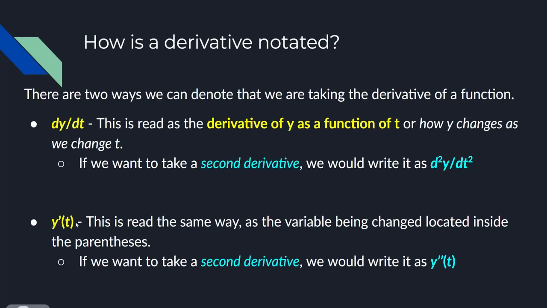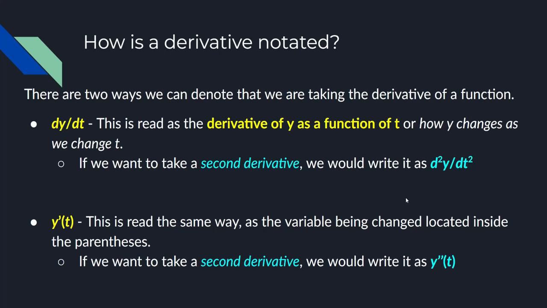This is another way you might see derivatives being represented, by these little prime marks. So y prime of t is read the same way. It's telling us that this is the derivative and this is our variable. So we're looking at how this term changes as we make adjustments to t. Now, if we want to write this as a second derivative, again, the derivative of a derivative, we would just put a second tally mark, and so on.